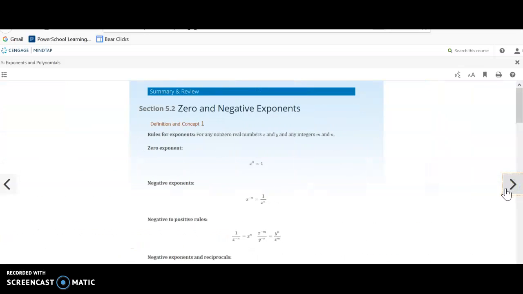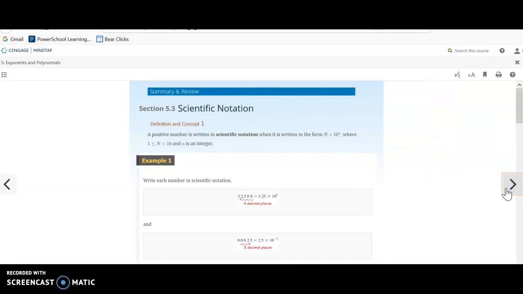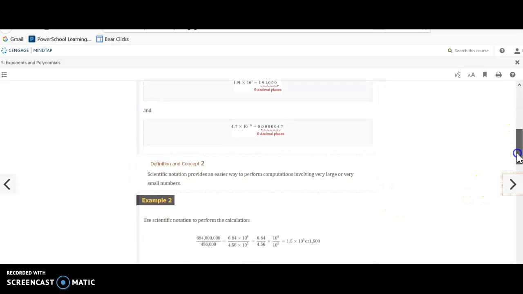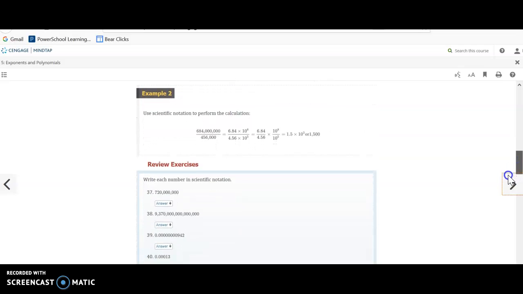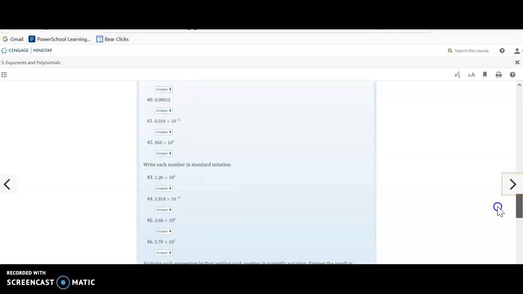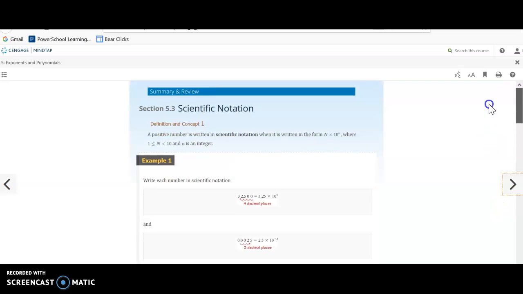Scroll to section 5.2, which is where we had the zero exponent. Remember, anything to the 0 power is 1, and then all your laws of negative exponents. So there's your help for that. If it's scientific notation you've forgotten, here we go. Your textbook will walk you through exactly how to take a really, really big number and write it in scientific notation, or a really, really small number and write it using scientific notation. Then it walks you through how to do the division of really, really big numbers and the multiplication. So that is there.